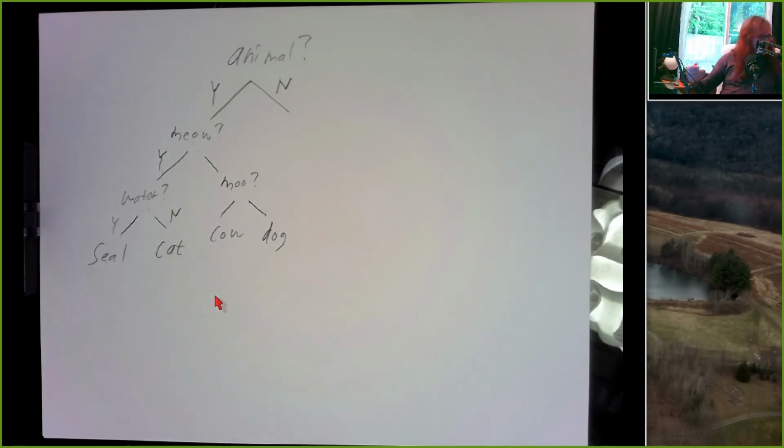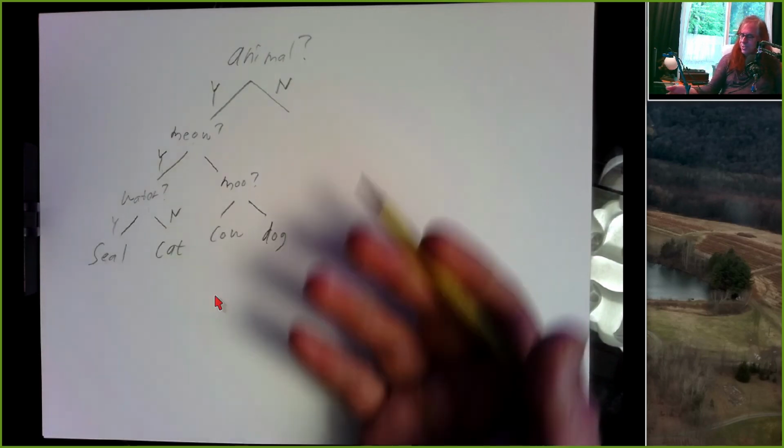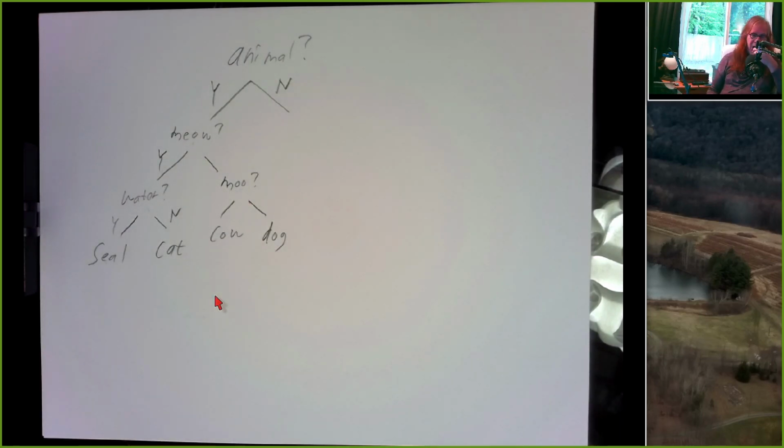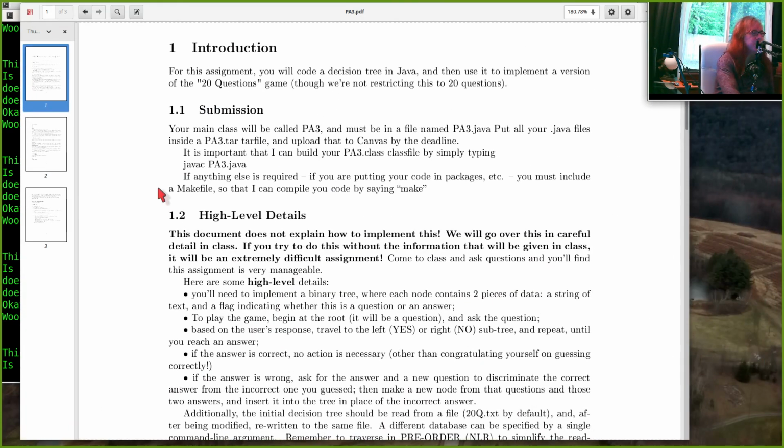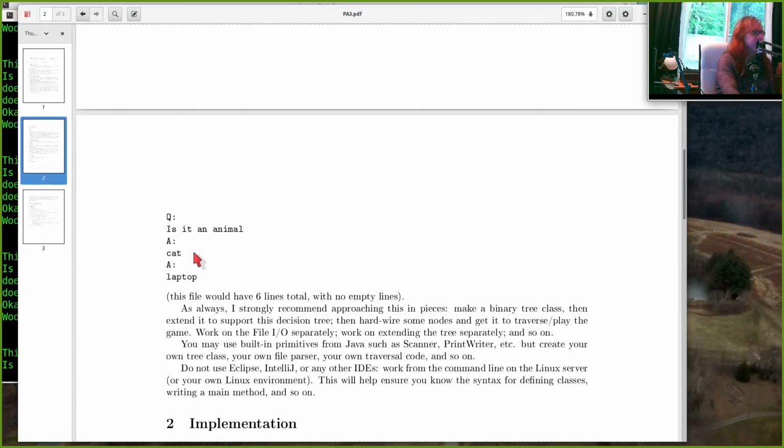And so as we play the game, this tree grows in size. How big is your tree? Well, the tree you're going to start with is pretty small. It's got 3 nodes. Is it an animal? If the answer is yes, it's a cat. If the answer is no, it's a laptop. So that's not a very good tree.